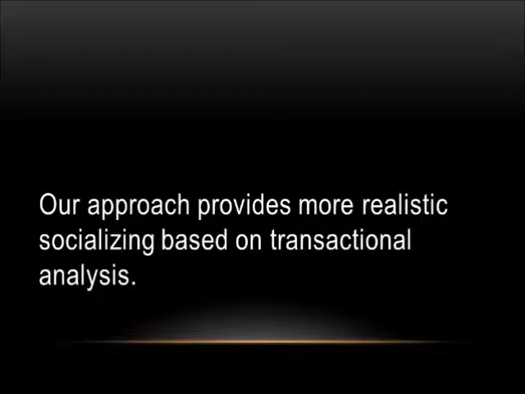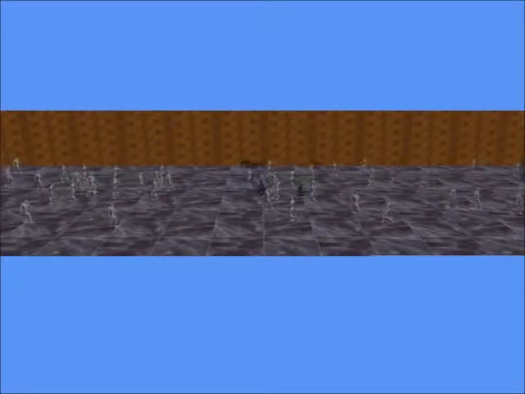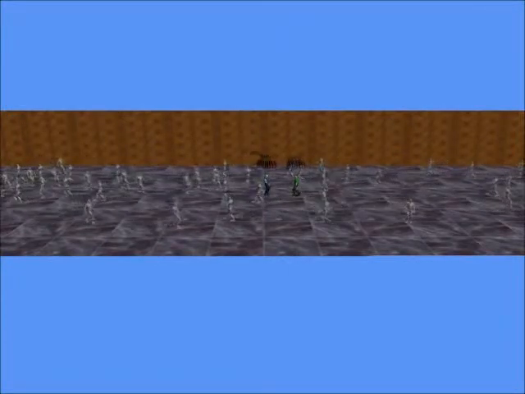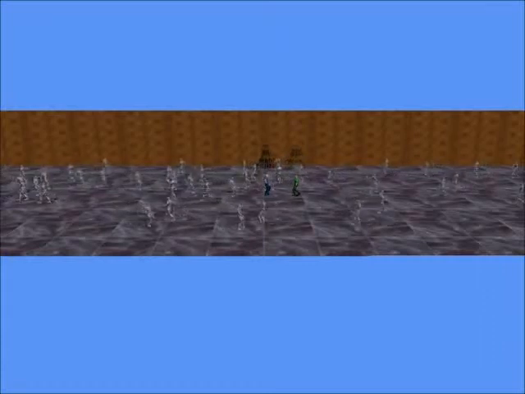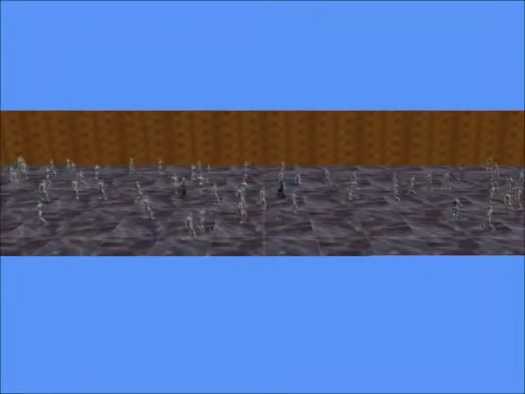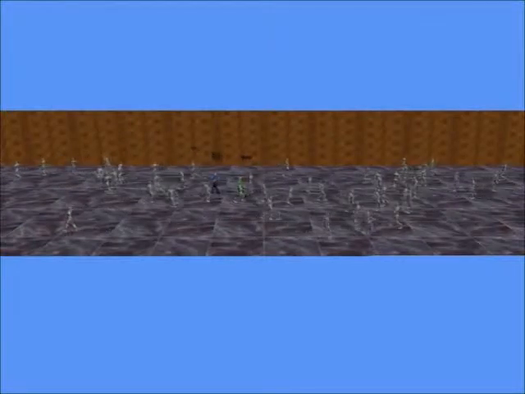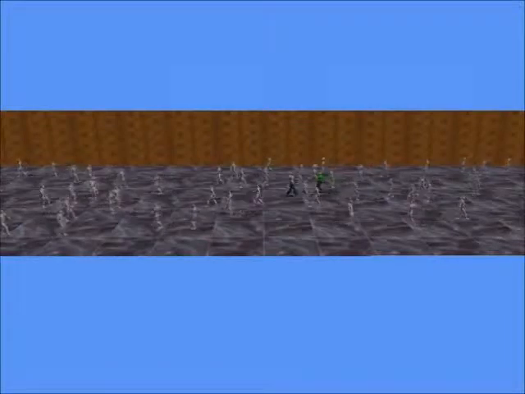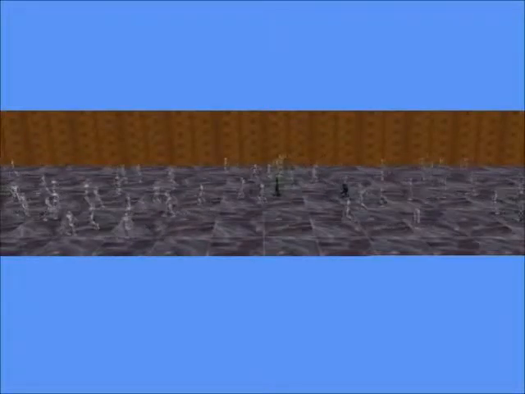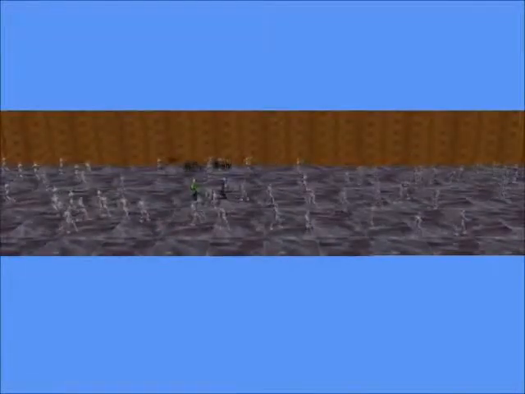We now look at the specific features of our approach. Our approach uses the area of transactional analysis to alter conversation lengths based on the past history of encounters. Shown here, two agents meet in a hall and have a long conversation. Not much later, they meet again and have a shorter conversation. Meeting again, they don't stop to talk since their interest has waned. Notice that this pattern mimics what we would expect to see in real life. Much later when they meet again, their interest in socializing has returned, and they again talk for a long time.